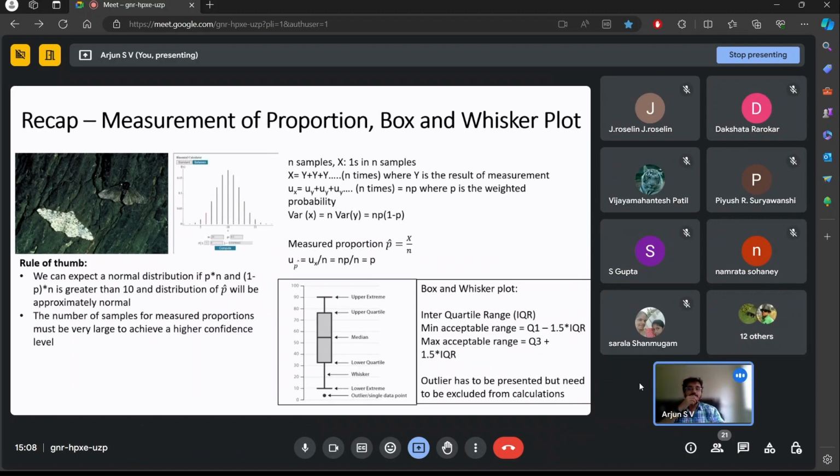Yeah. So if p times n and 1 minus p times n are greater than 10, then the rule of thumb is followed that the distribution of the measured proportion will be approximately normal. We also conclude that compared to the central limit theorem, where we need 25 samples as the minimum required to obtain a normal distribution, here we need a large number of samples. Apart from p times n being greater than 10 as a criterion, we need other criteria such as a large number of samples to achieve a higher confidence interval.